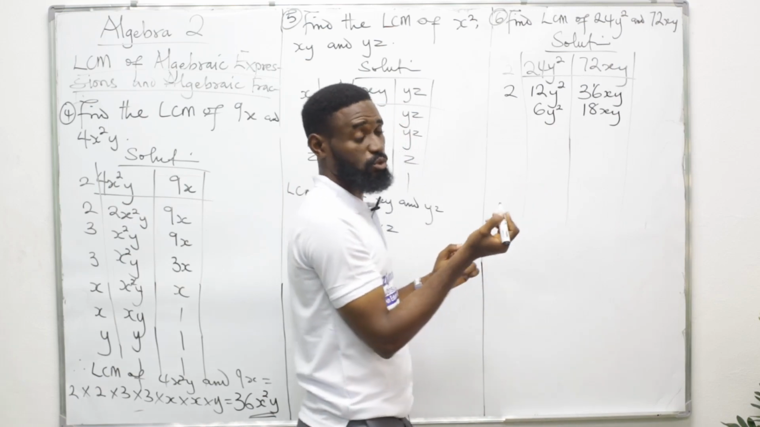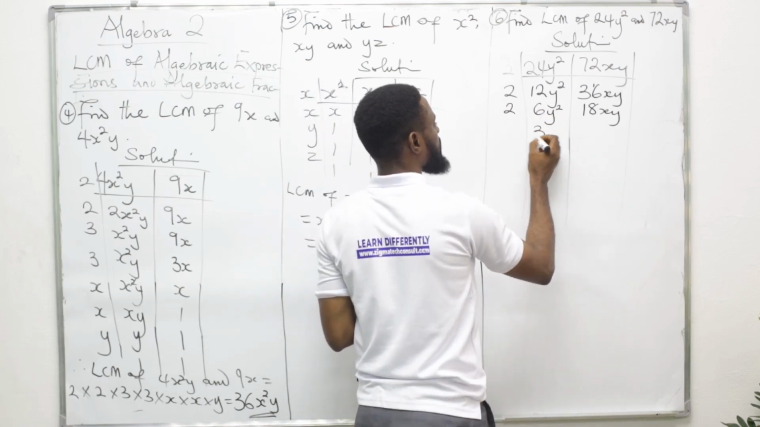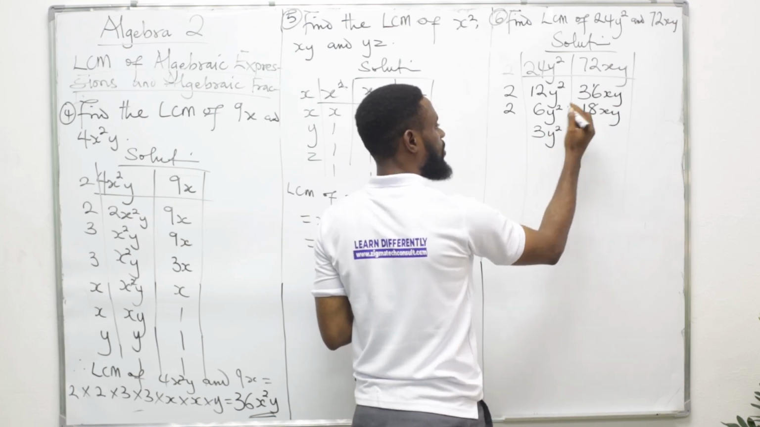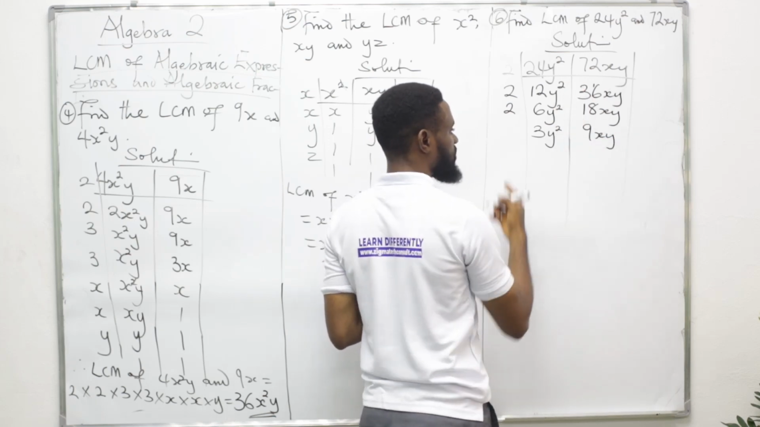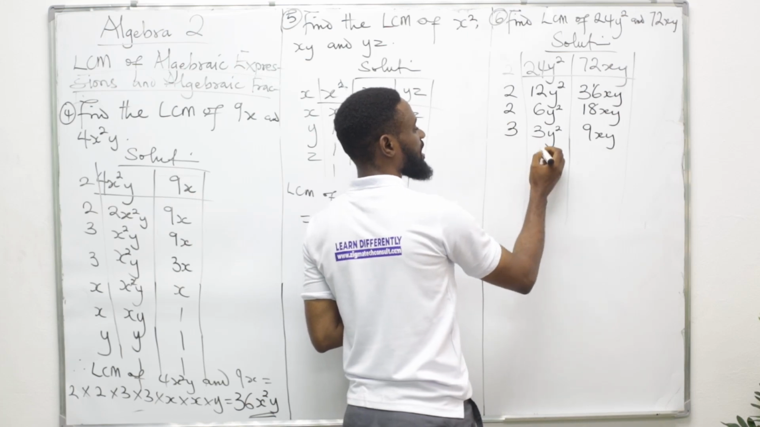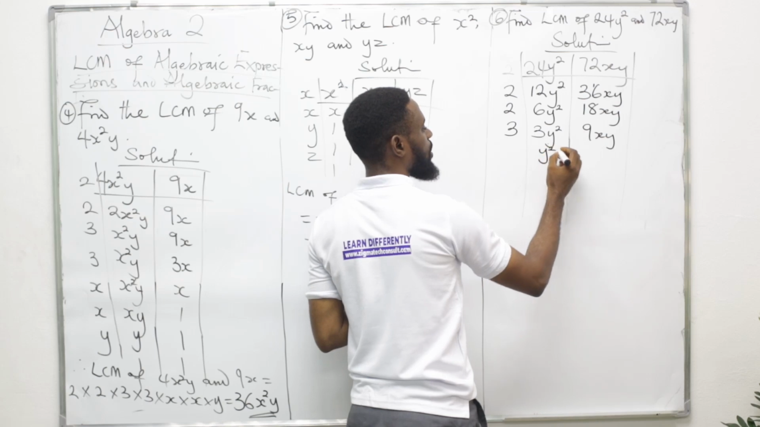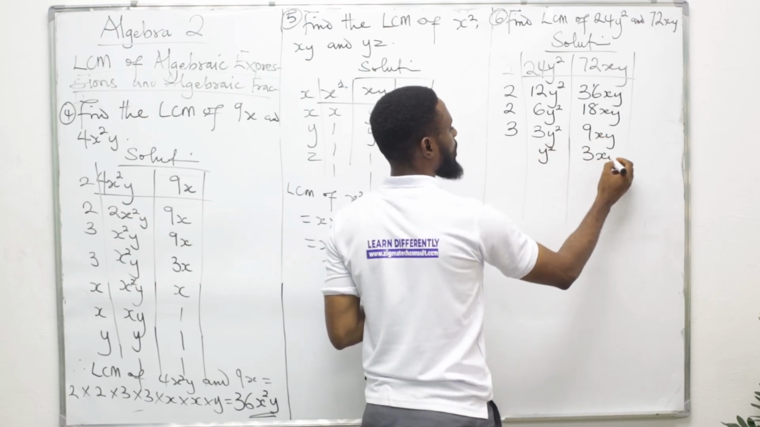So the next thing again, 2 is still a factor. 2 here, 2 into 6 is 3, so 3y squared. 2 into 18, of course, you know, is 9. So this is 9xy. 3 is common factors here now, right? So 3 into 3 is 1. 1 times y squared is y squared. Then 3 into 9 is 3xy.